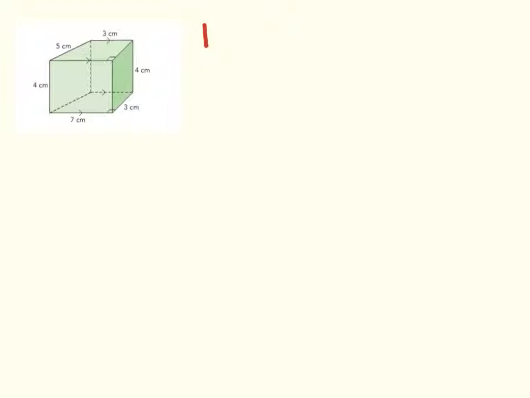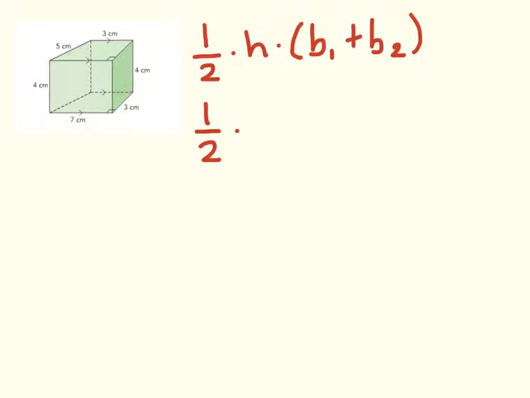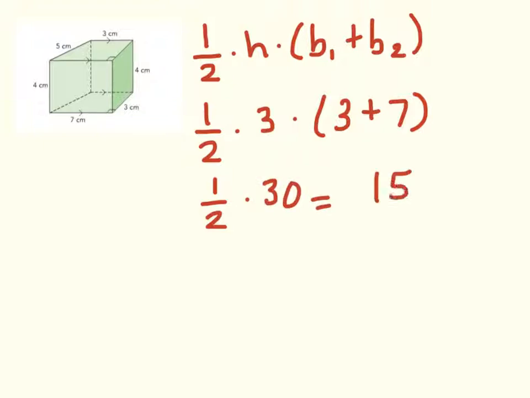Remember, the area of a trapezoid is found by taking 1/2 times height times b sub 1 plus b sub 2. So in this case, we'll be taking 1/2 times 3, which is our height for both trapezoids, times 3 plus 7. So the size of our parallel sides is 1/2 times 30, or 15 centimeters. All right. So we know that the area of our base is 15 centimeters.